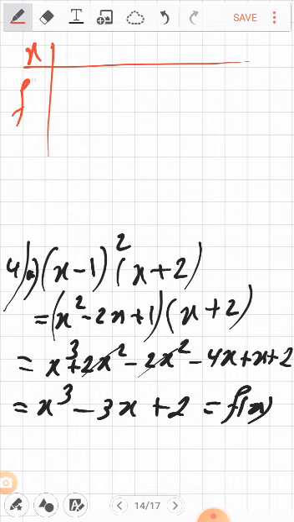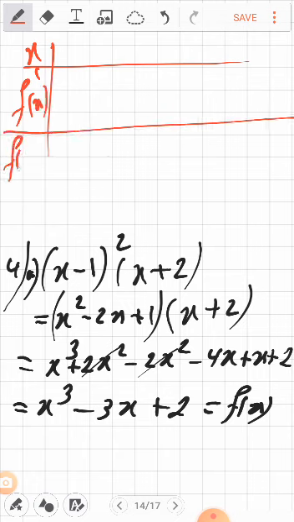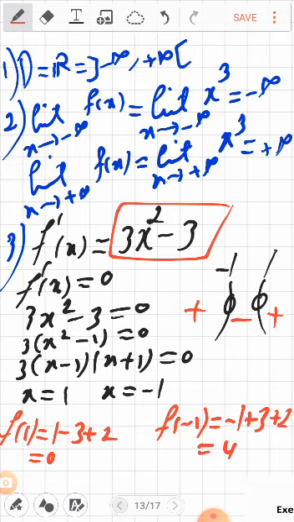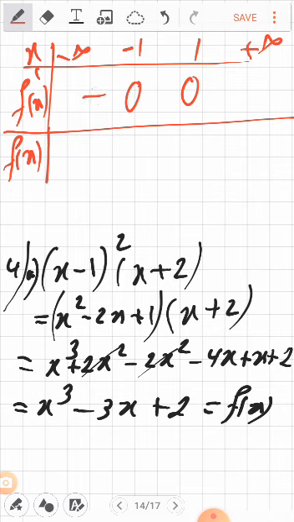x, f prime of x, f of x. Minus infinity, plus infinity. Here we have minus 1 and 1. 0, 0. These are the values that came out here. We also put the signs: plus, minus, plus.